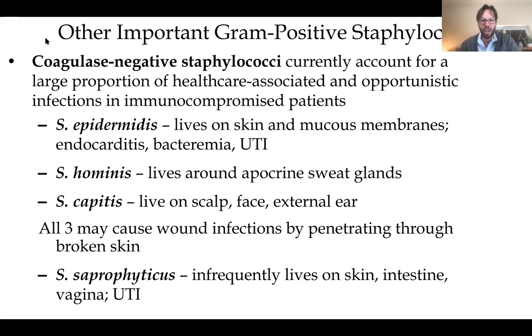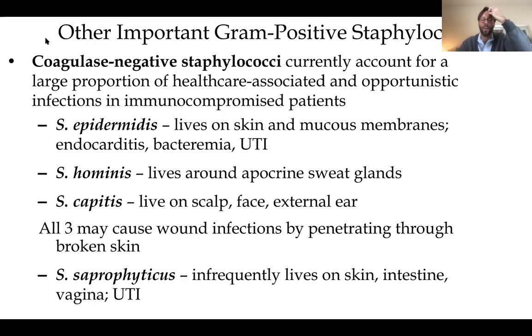And then S. hominis, because it infects humans, and it lives around the apocrine sweat glands. So that's going to be a gland kind of near hair follicles and on the surface of your skin that secrete sweat. And so once it clogs those pores, you can get acne and things like that. S. capitis is going to be on the scalp, face, and external ears. So that primarily lives on your head, hence capitis, right?